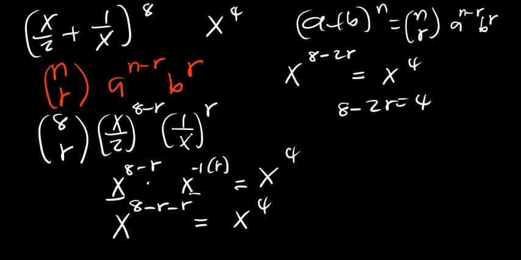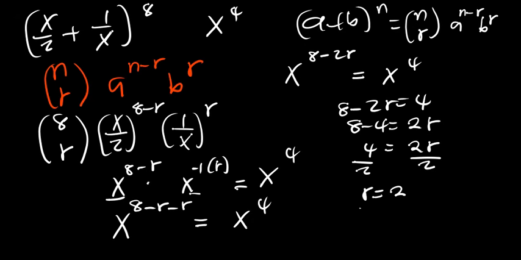Our goal is to find the value of r. Shift 2r to the other side, 4 to the other side. 8 minus 4 is equal to 2r. So this becomes 4. 2r divided by 2, divided by 2, r is equal to 2. The one who was asking that you didn't understand where r came from, are you now okay? Or where x came from?